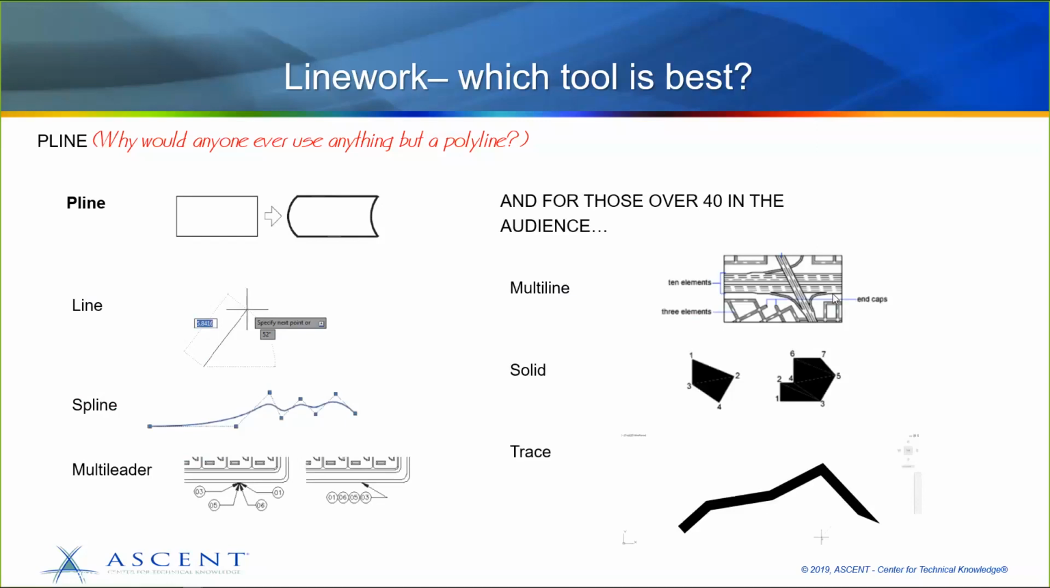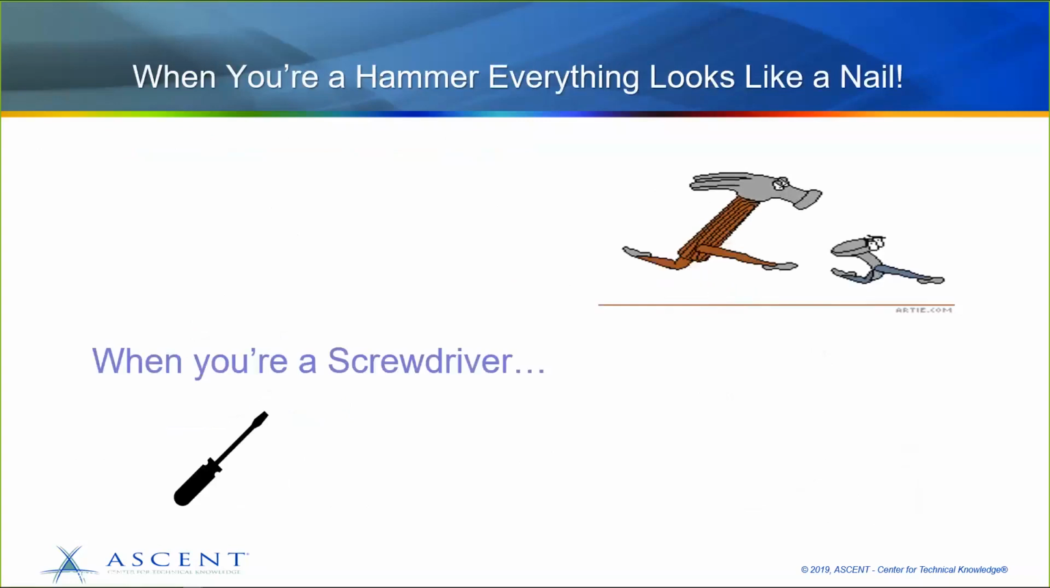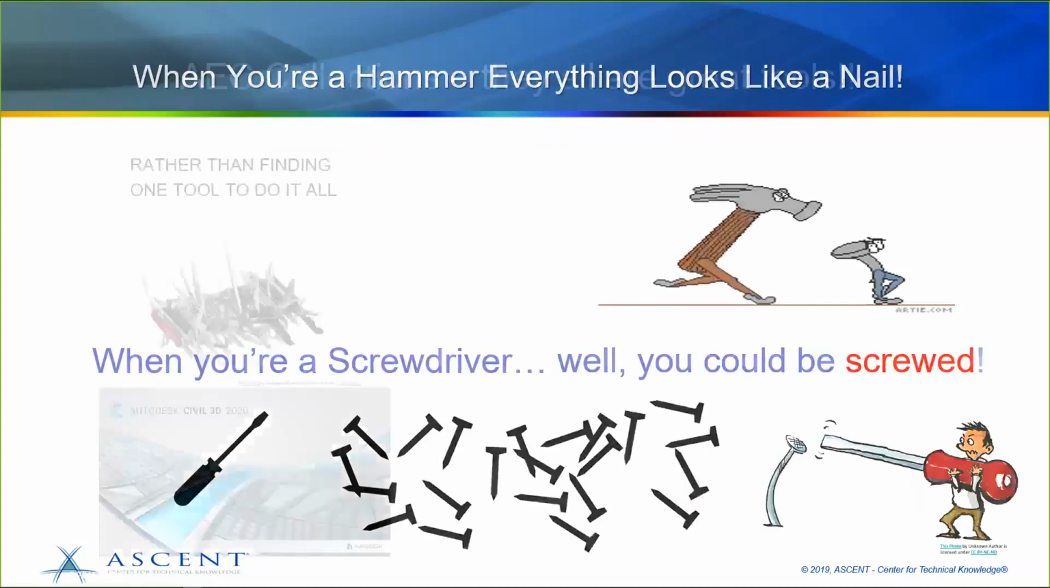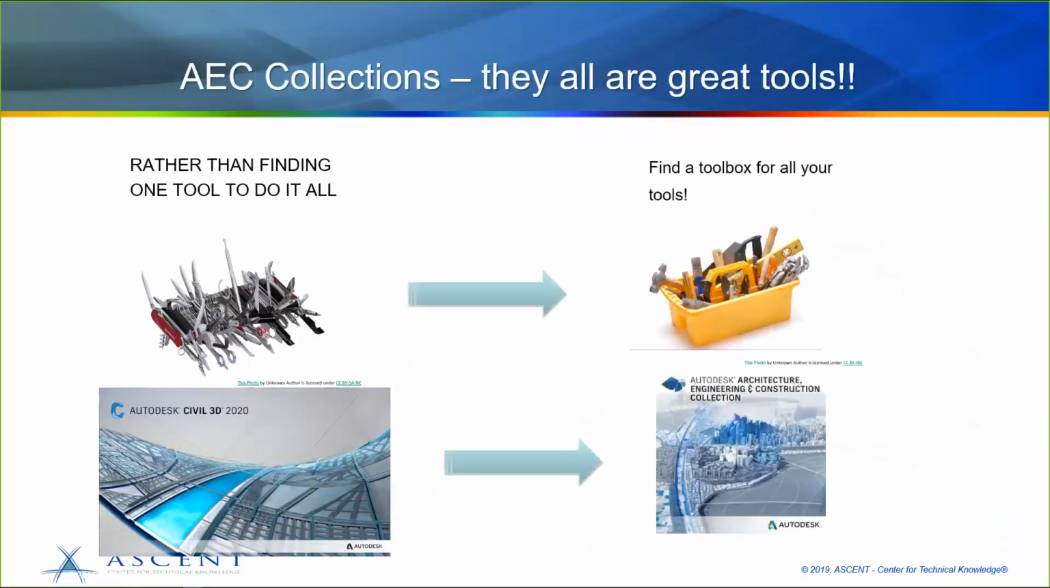They each have their own advantages, and it all depends on what you want to achieve as to which tool is the best tool. So when you're a hammer, everything looks like a nail. And when you're a screwdriver, well, you could be screwed. So rather than finding one tool to do everything for us, let's explore all the tools within our toolbox, the AEC collection, and learn how to use each tool effectively for its own merit.